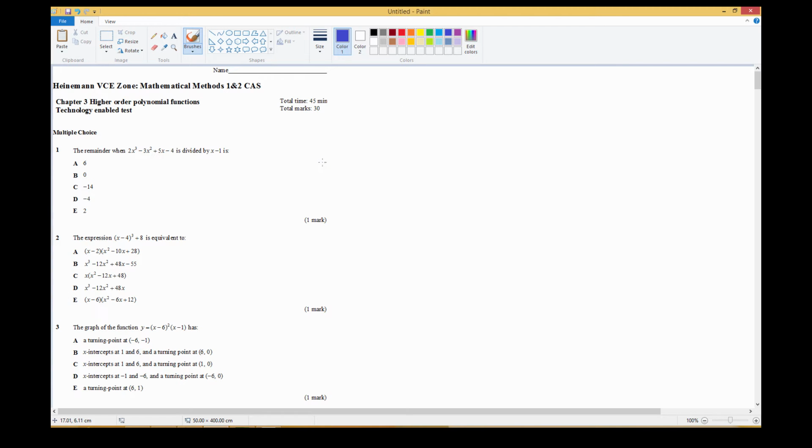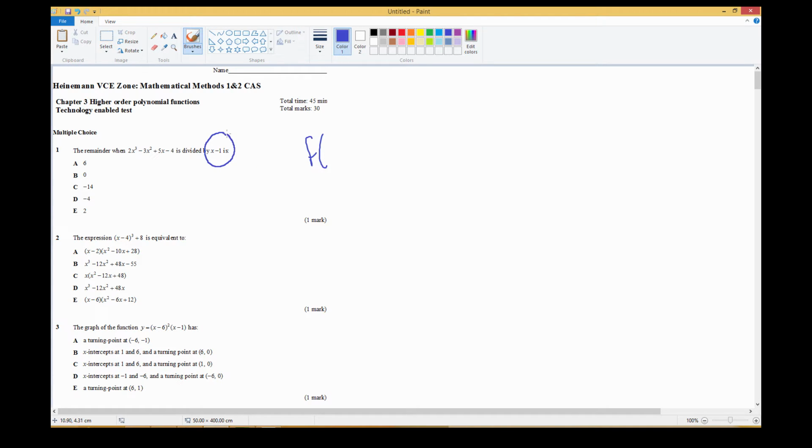Okay, here's a cubic functions test from chapter 3 from Heinemann. Let's have a look at these questions. Question 1, the remainder when 2x cubed minus 3x squared plus 5x minus 4 is divided by x minus 1. Here all we have to do is substitute the value of x equals 1 into this equation. Right, so that's what it means here.